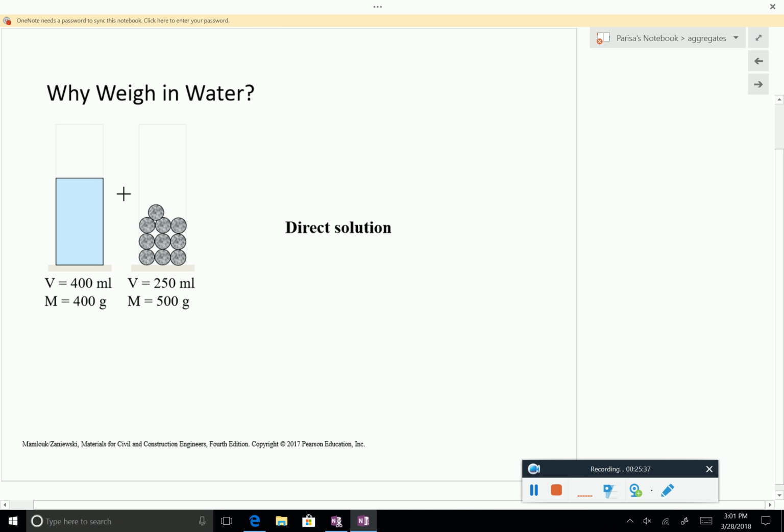Okay. Have you measured a specific gravity in the lab? Yes? So you have done it already. How did you do it? Does anyone remember?